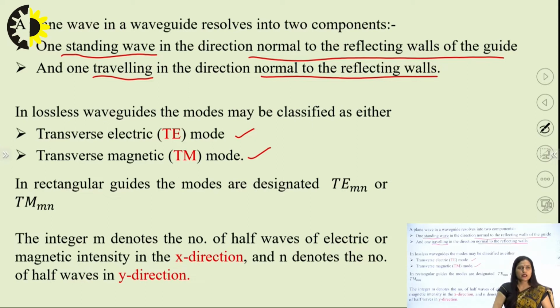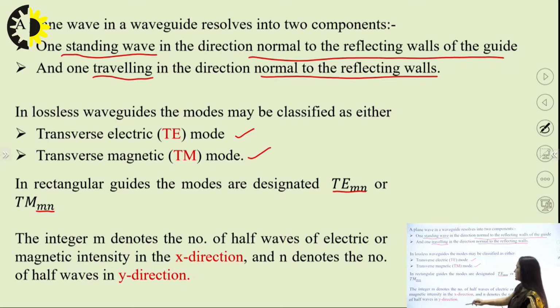So transverse electric mode means that the magnetic field in the direction of propagation is 0, and transverse magnetic mode means that the electric field in the direction of propagation is 0. Generally in the rectangular waveguide, the modes are designated with TE-MN or TM-MN. These M and N subscripts are used.